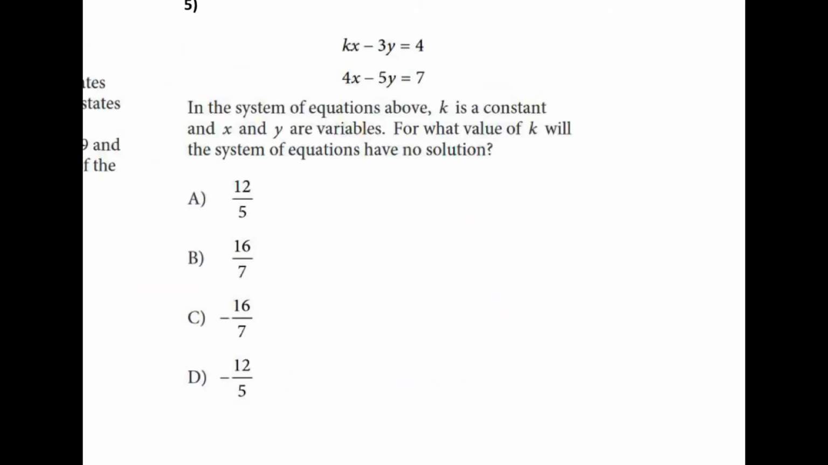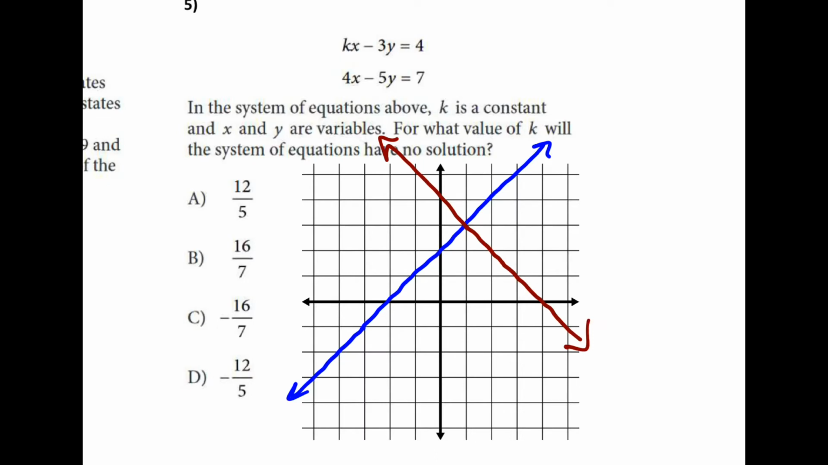Number 5 is a system of equations problem, and for every systems problem, there are 3 possible scenarios. Probably the most common is the solution is where the 2 lines cross. So here the solution would be (1, 3), when x is 1 and y is 3. That's when it's on both lines.